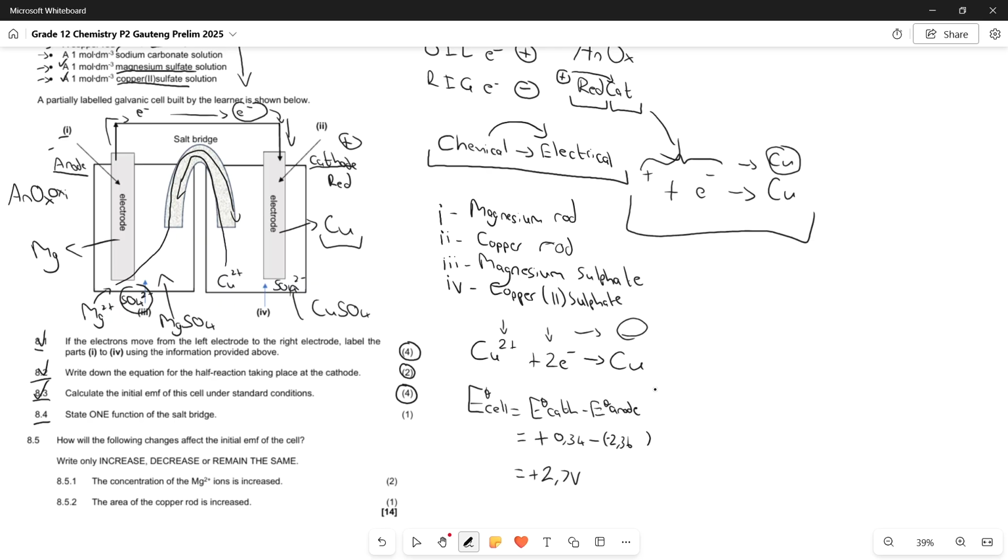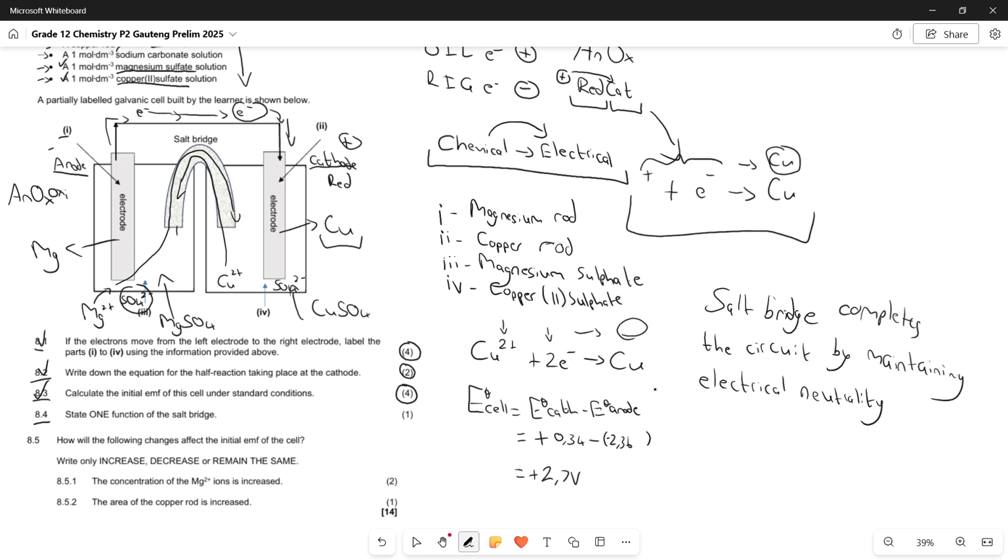So we have these ions passing through the salt bridge while the electrons flow in the external circuit from anode to cathode. Okay, which means that the salt bridge completes the circuit by maintaining electrical neutrality, because it provides a pathway for the ions to be exchanged. Okay, so that would earn us 1 mark over there as we stated one function of the salt bridge.